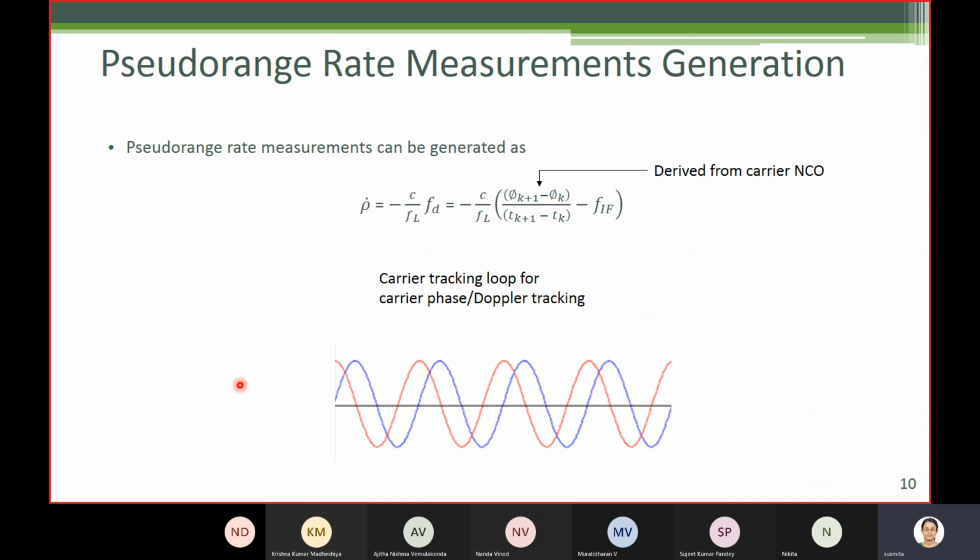Next, how to generate the pseudo range rate measurement. Pseudo range rate is related to Doppler this way. You derived this expression in the class, how Doppler is related to relative motion, the rate of change of range. Pseudo range rate is basically minus C by FL into FD. This is the Doppler. FL is the carrier frequency, C is the speed of light. So we know C and FL. We need to find FD.